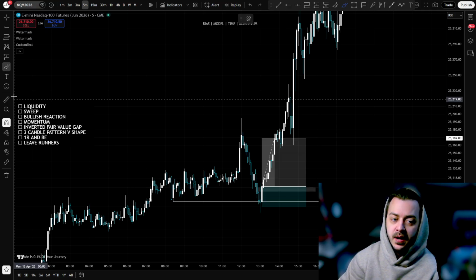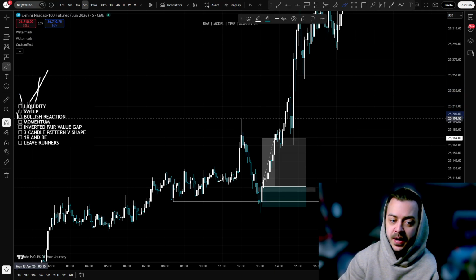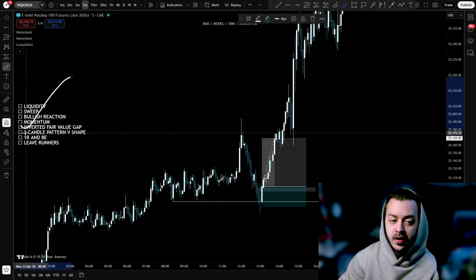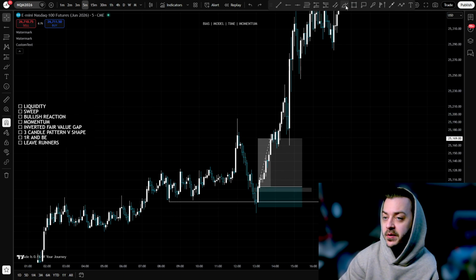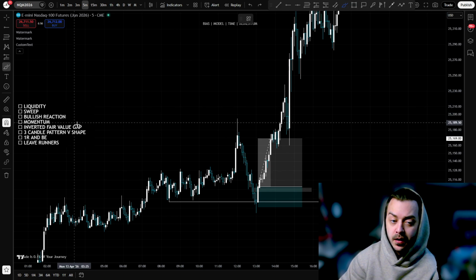What have we got here? We've got my liquidity target, we've got the sweep, we've got the bullish reaction, we've got momentum. We have got the inverted fair value gap. And this was a 4-candle V shape, so not quite as good. So I only took it on 5 accounts rather than my stack of 30.